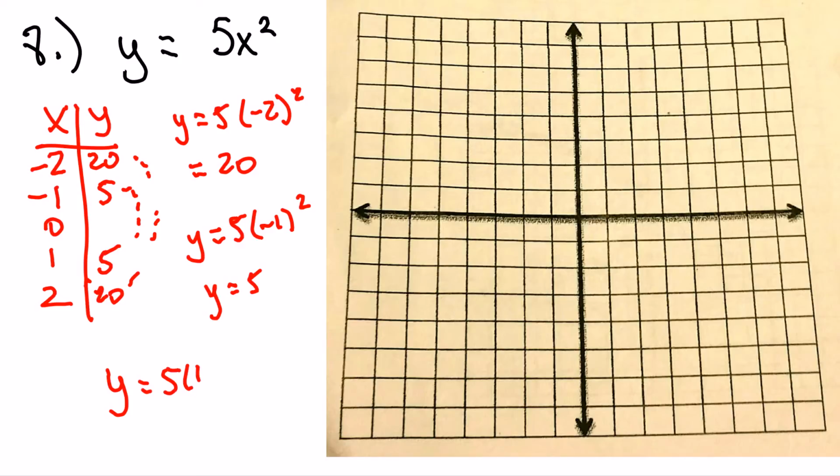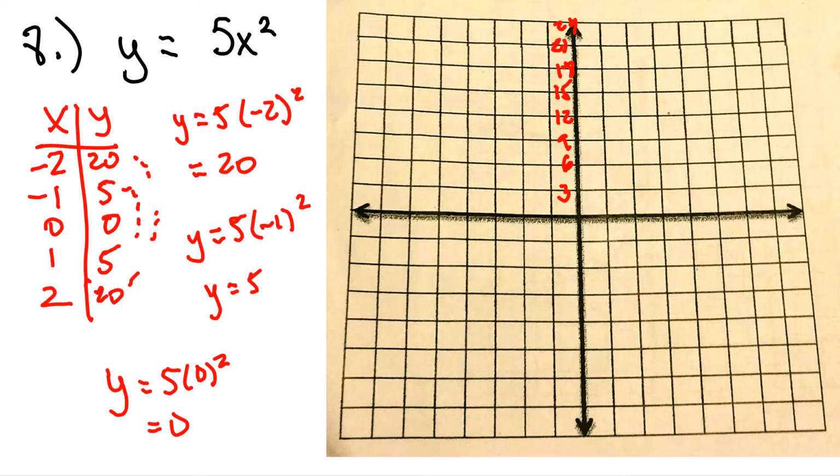Now I plug in 0. 5 times 0 squared. 0 squared is 0. 5 times 0 is 0. I have my 5 points. I'm going to change my scale. I'm going to go by 3s. You can go by whatever you want, to be honest.